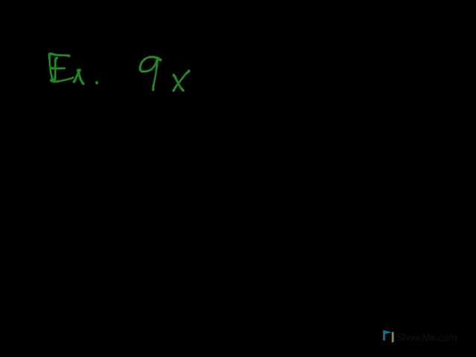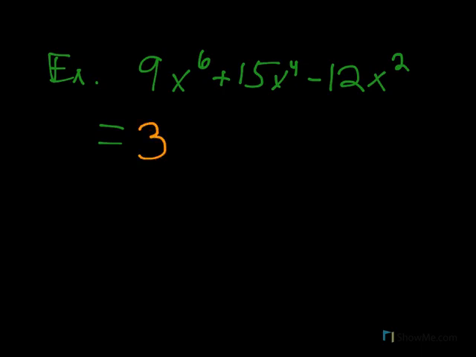Okay, so 9x to the 6th power plus 15x to the 4th power minus 12x squared. Well, this factoring is pretty easy. 12 is not a multiple of 9, and 15 is not a multiple of 9. But if you look at them, all of them have one factor in common, and that is 3. And which one is the smallest exponent? Well, it's 2. So x squared.